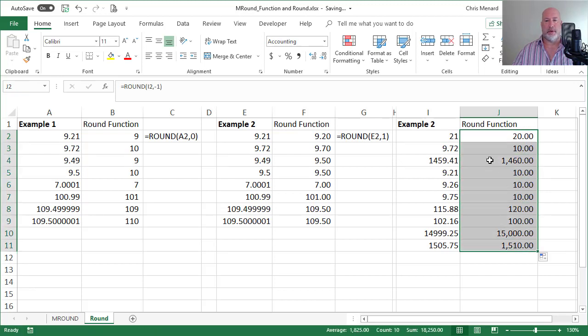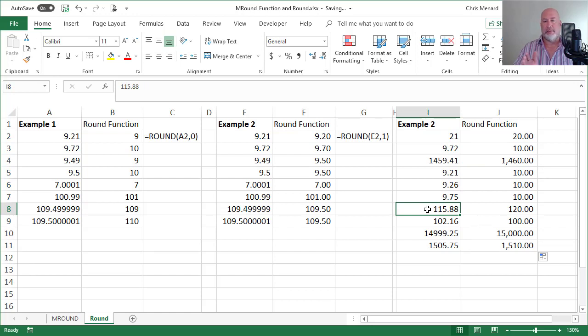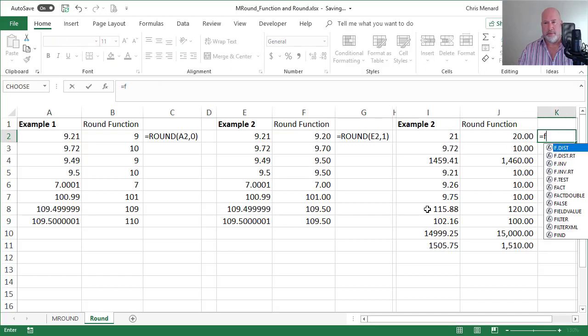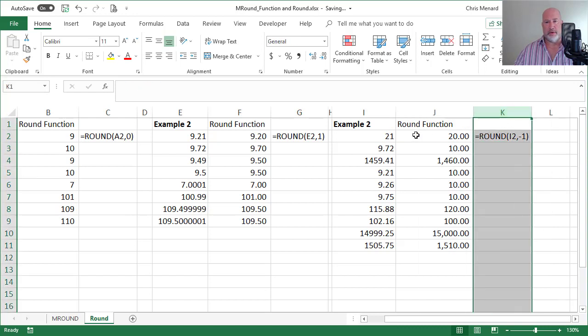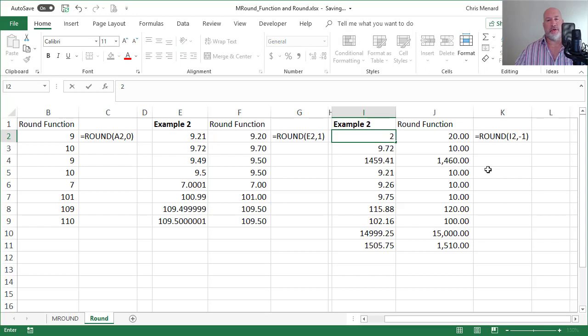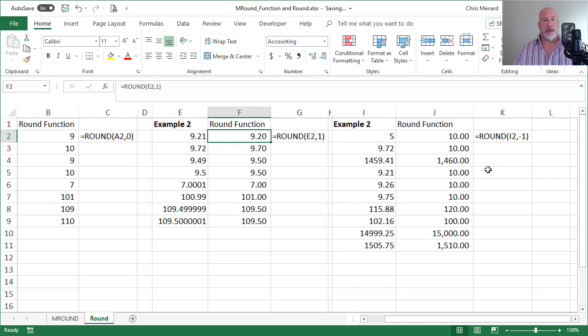Let me pull this down. That is correct. The 115.88, because I'm rounding negative 1, became 120. That's actually correct. 102 went back to 100 because we're rounding. 15, 10. If I go to I2 and make that number 2 or 3 or 4, I should get 0, and I do. But when I go to the number 5, it goes to 10. So it's working correctly. Anyway, that is the round function.